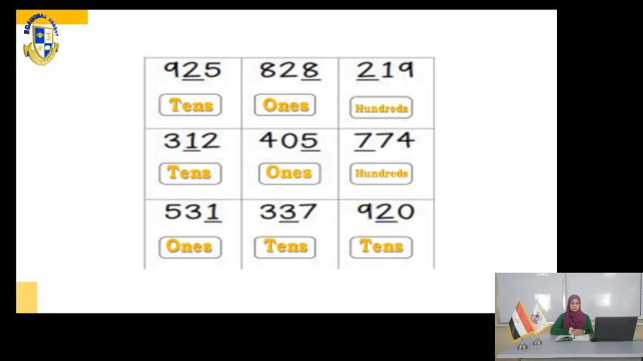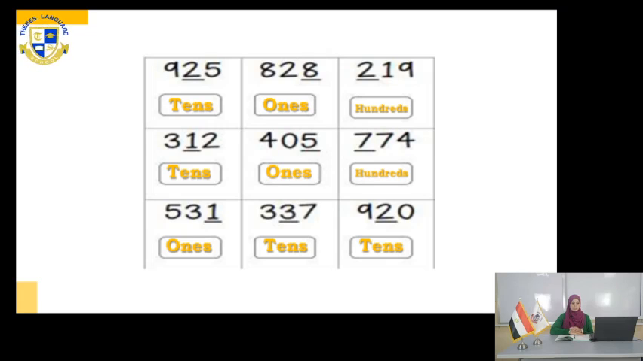531. 1 is underlined. The place value of the 1 is ones. Remember, ones, tens, and hundreds. 828. The 8 is underlined. The place value of the underlined digit is, that's right, ones. 405. 5 is underlined. So the place value of 5 is ones. 337. 3 is underlined. The place value of the underlined digit is tens. Remember, ones, tens, and hundreds.